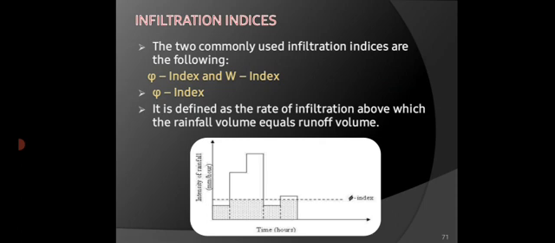So to find out the infiltration, here are the infiltration indices. We have two indices, basically the phi index and the W index. One more index is there, the W minimum index. But basically we have two indices, phi index and W index. Now what is the phi index? It is defined as the rate of infiltration above which the rainfall volume equals the runoff volume. So after some limit, when the rainfall increases, the excess becomes runoff, right?